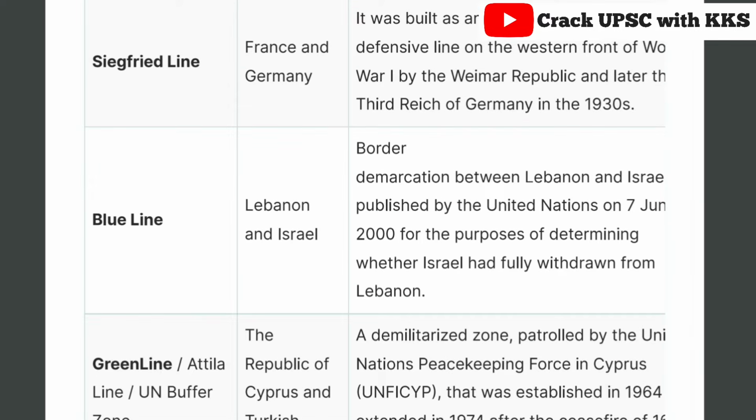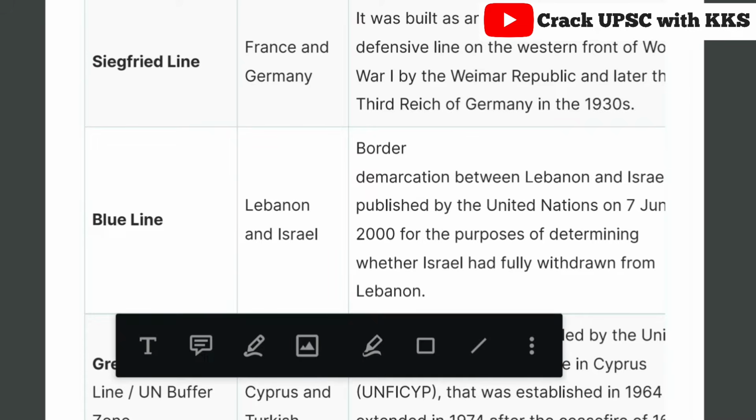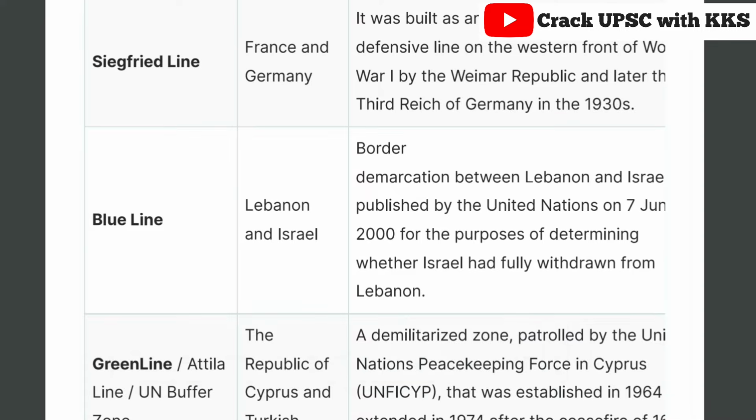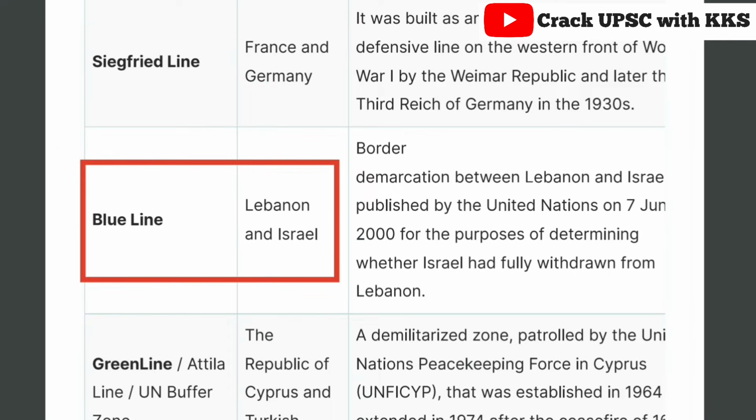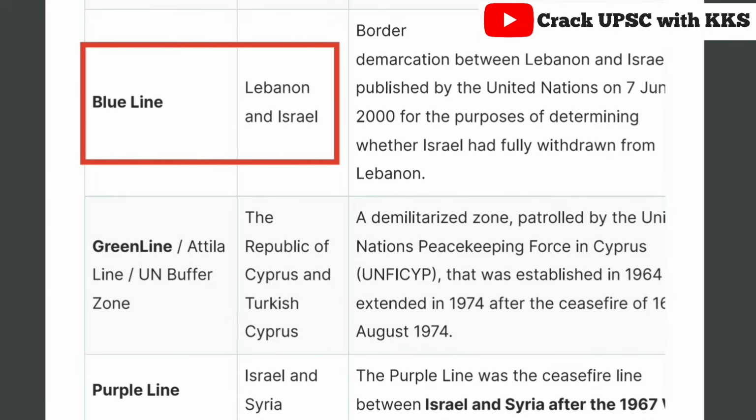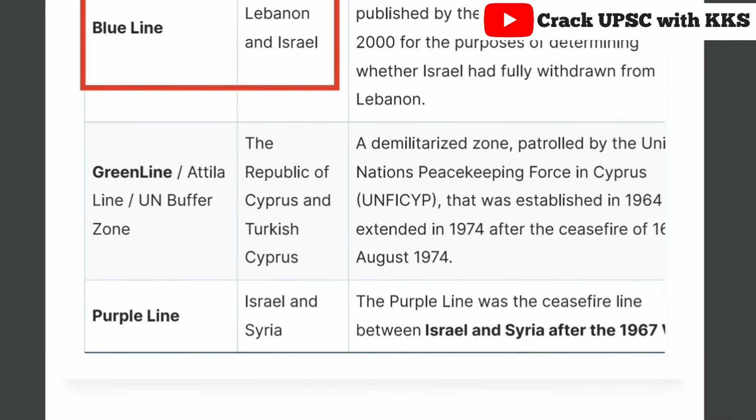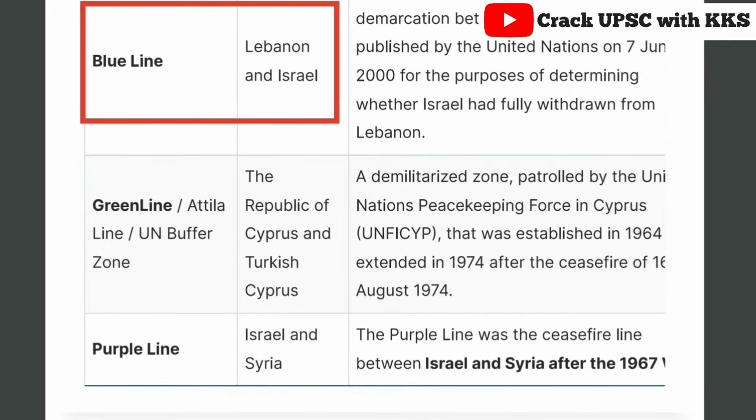Then Blue line between Lebanon and Israel. It is a very important one, and it has been asked recently in so many exams. Blue line between Lebanon and Israel. Then green line between Cyprus and Turkish Cyprus. Then purple line between Israel and Syria. So these two are very important. Blue line between Lebanon and Israel, then purple line between Israel and Syria.